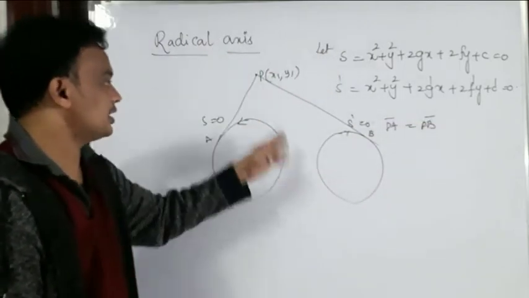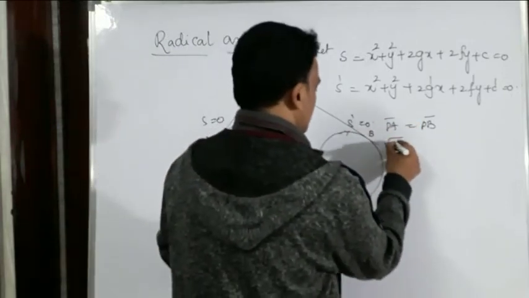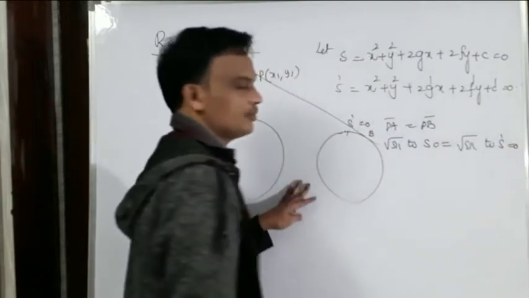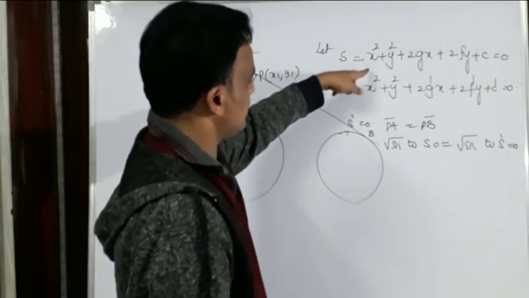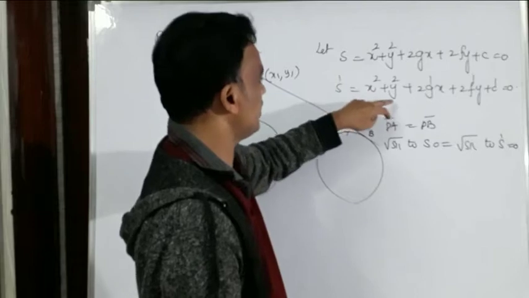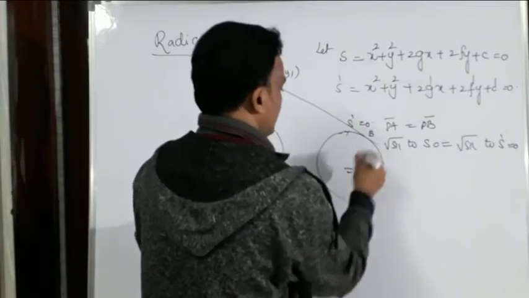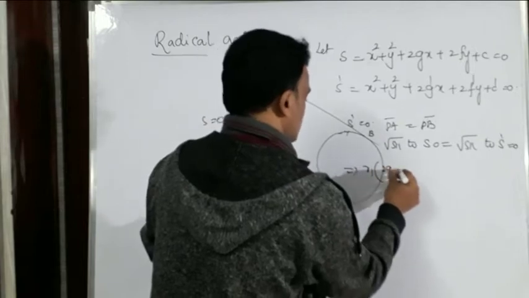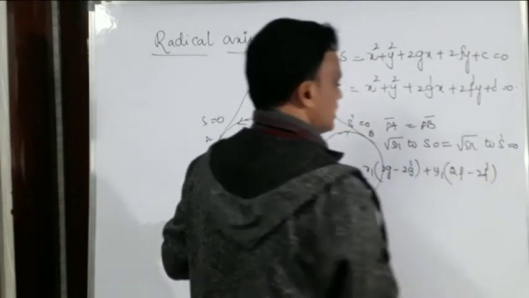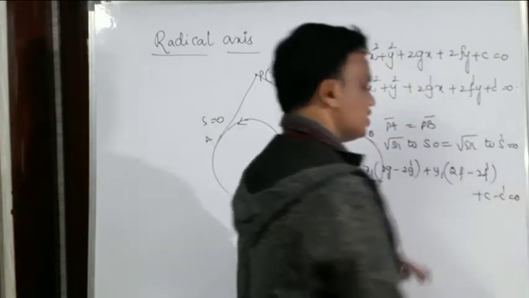Then the locus point is nothing but the radical axis. Let us see what is the location which gives that PA equals PB, that means root S11 of the first circle equals root S11 of the second circle, S dash equals 0. Squaring both sides, what can you get? x1 square plus y1 square plus 2g x1 plus 2f y1 plus c equals x1 square plus y1 square plus 2g dash x1 plus 2f dash y1 plus c dash. Both sides' square terms get cancelled, then I can get x1 into 2g minus 2g dash, plus y1 into 2f minus 2f dash, plus c minus c dash equals 0.